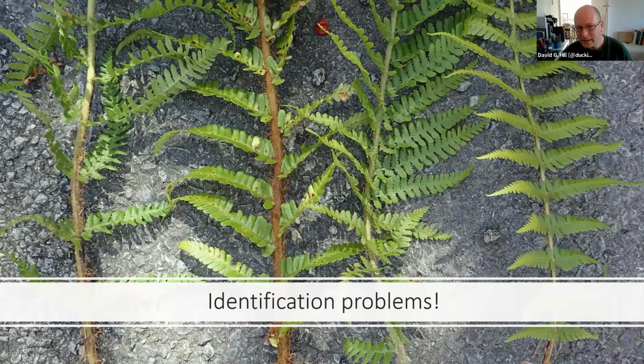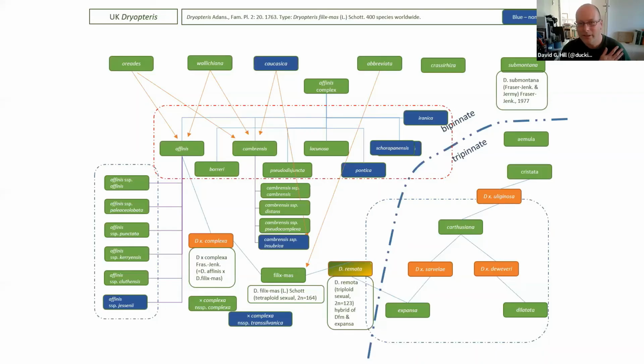And this isn't complete by any stage. I'm putting this together to try and get my own head around the layout of the Dryopteris affinis complex within the UK. So you've got the tripinnate common buckler ferns, so things like Dryopteris aemula, Dryopteris expansa, dilatata, and carthusiana, and cristata. So these are your buckler ferns, and then the rest of this is really the male fern group.